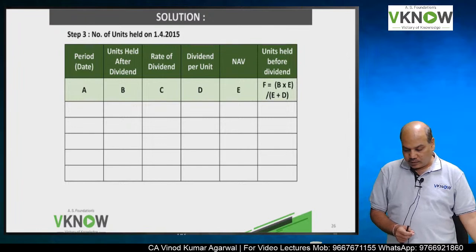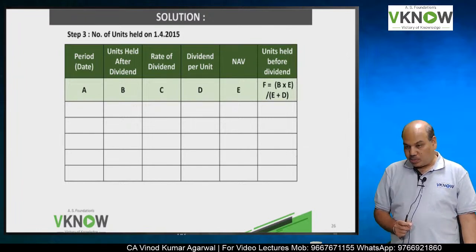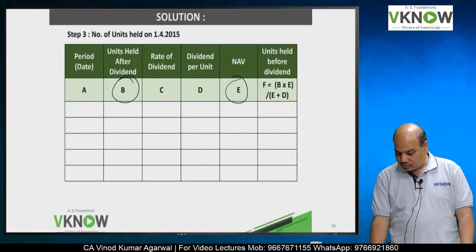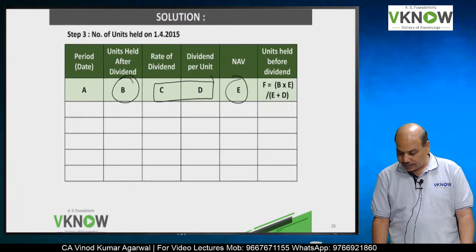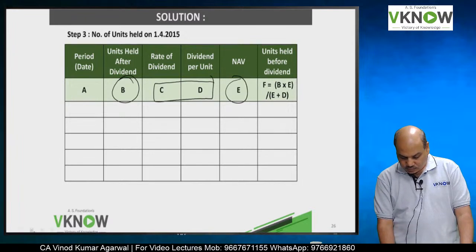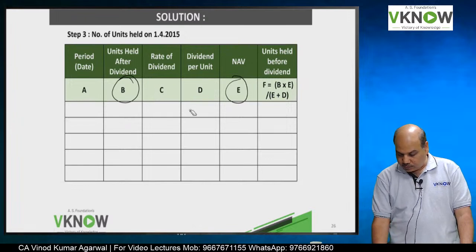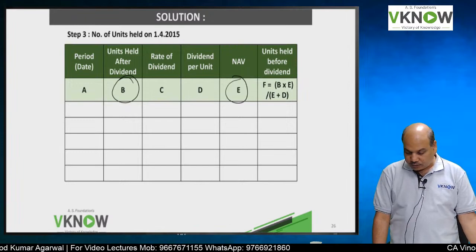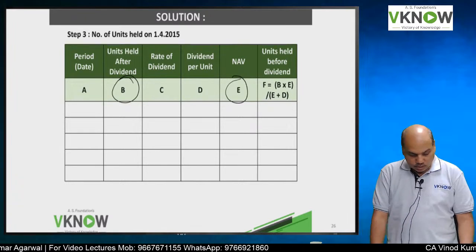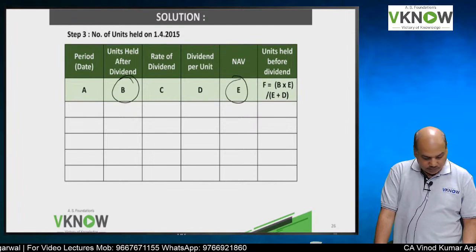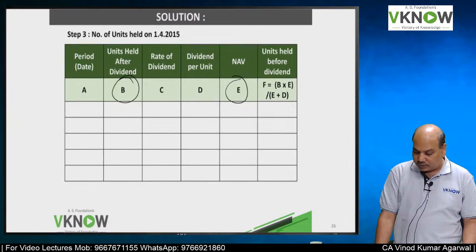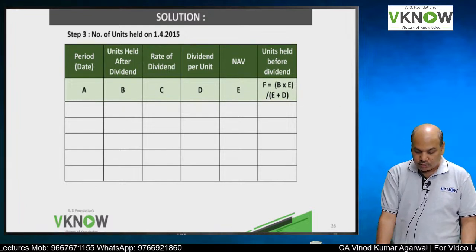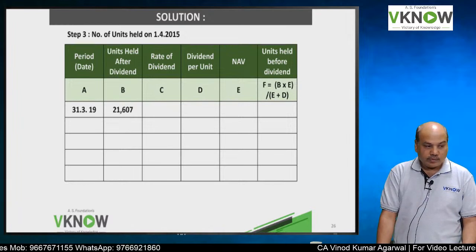Units held before dividend will be B into E divided by E plus D. That is, B into E, units held after dividend into NAV, divided by NAV plus dividend. In the denominator you have D plus E. So the student will do reverse working.